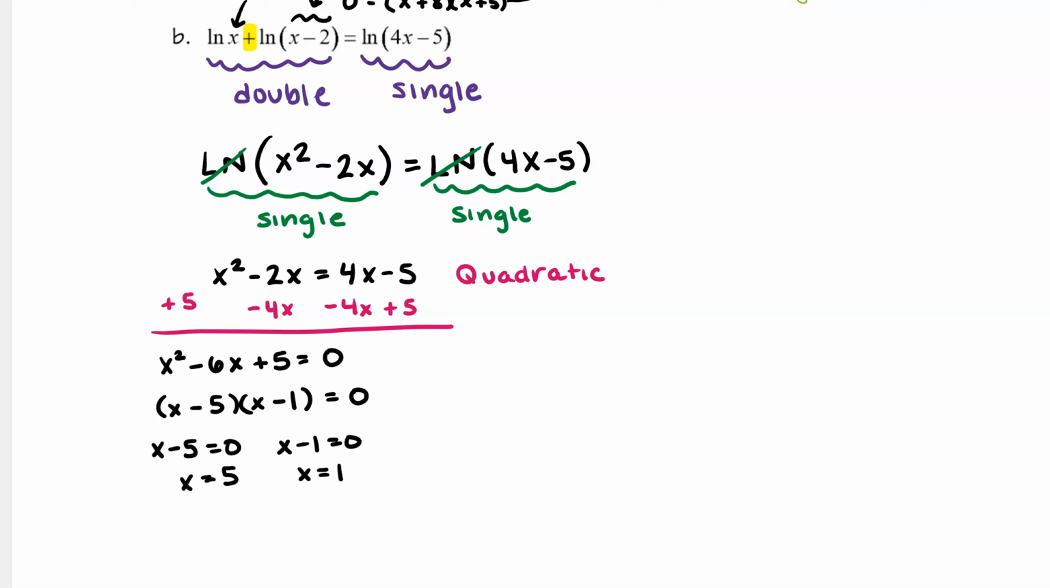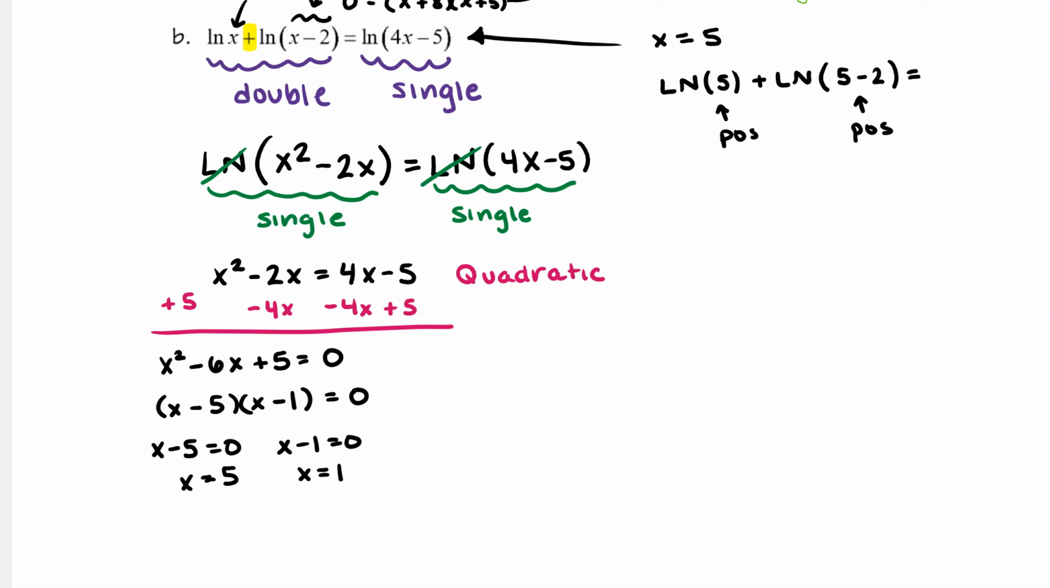Now we have to check those. So let's go back. X equals 5. So we're going to plug this in to the OG, the original equation. So I have natural log of 5 plus natural log of 5 minus 2. Well, those both look good, right? That guy's positive, log of 5. That guy's positive, log of 3. So that's looking good. Let's check the other side.